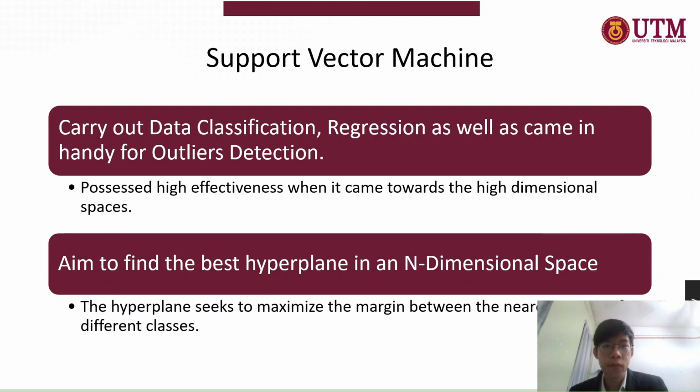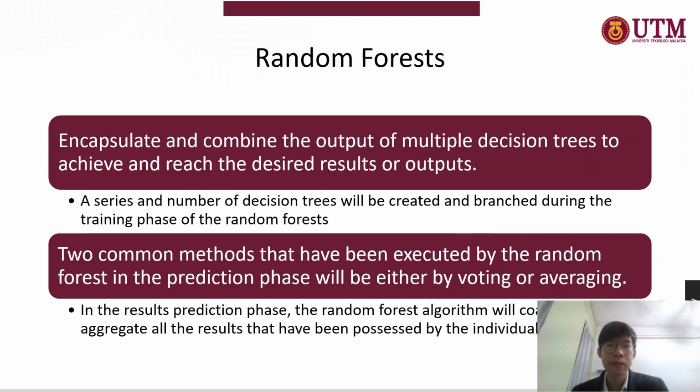Thirdly, support vector machine, or commonly known as SVM. It carries out data classification, regression, and also comes in handy when it needs to classify for outlier detection. And in SVM, it aims to find the best hyperplane in an n-dimensional space, where the hyperplane seeks to maximize the margin between the nearest points of different classes.